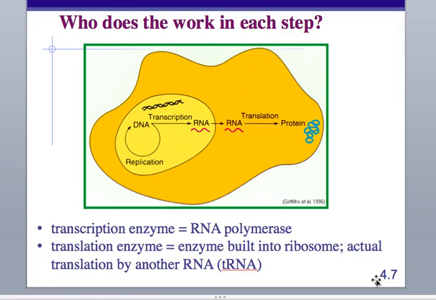Okay, so this is so much stuff. What does the work in each step? Hint, important to know.